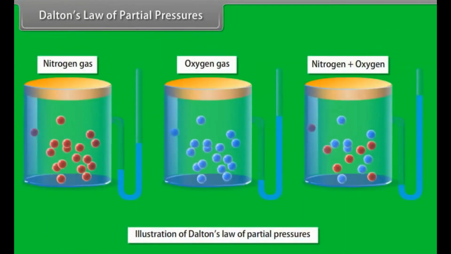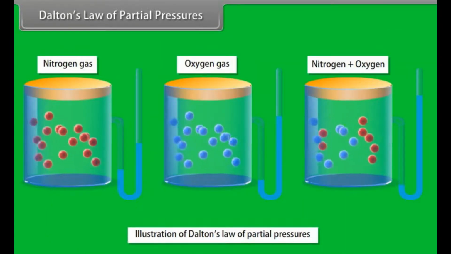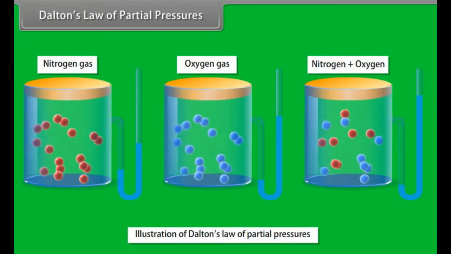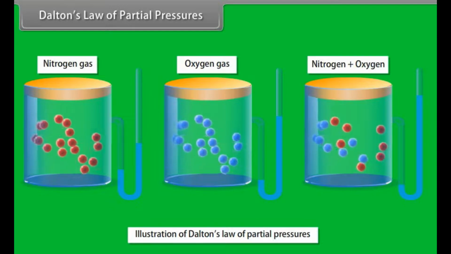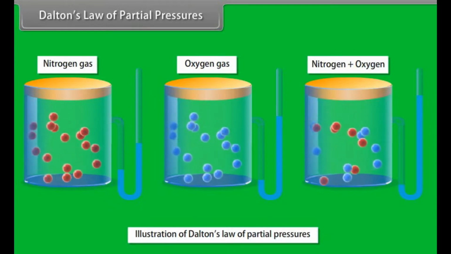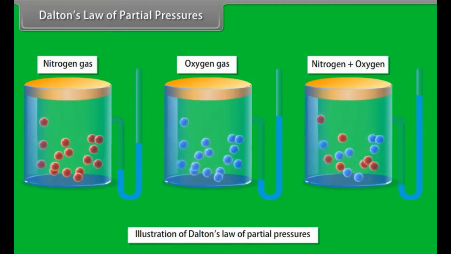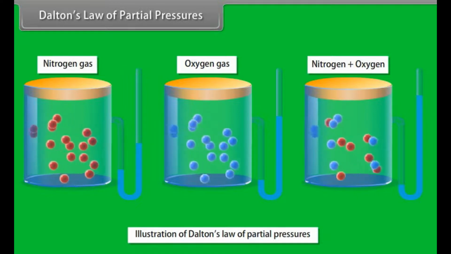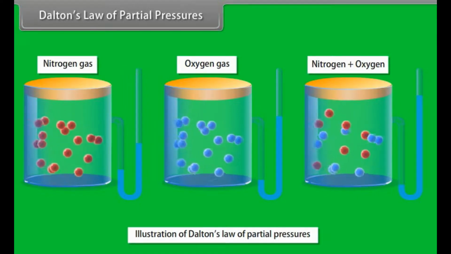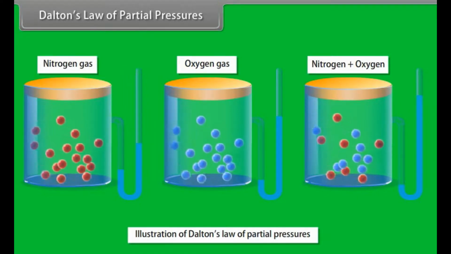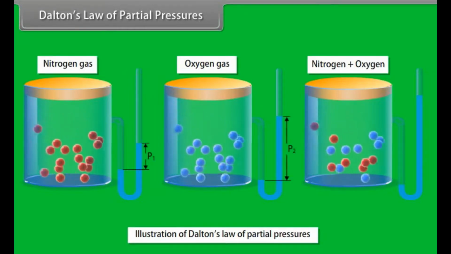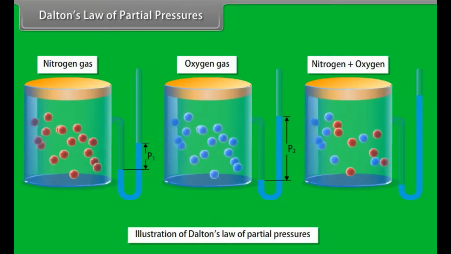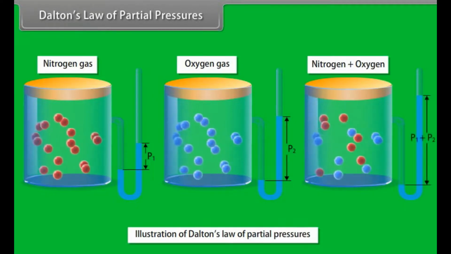Suppose we have three containers of capacity 1 liter each, one containing x moles of nitrogen, the other y moles of oxygen, and the third having a mixture of x moles of nitrogen and y moles of oxygen. All three containers are kept at the same temperature. Now, if the manometer attached to the first container shows a pressure P1 and that attached to the second container shows a pressure P2, then the pressure in the third container is P1 plus P2.